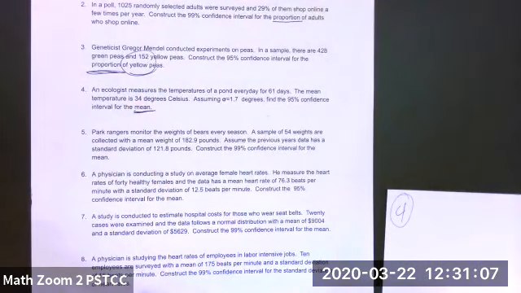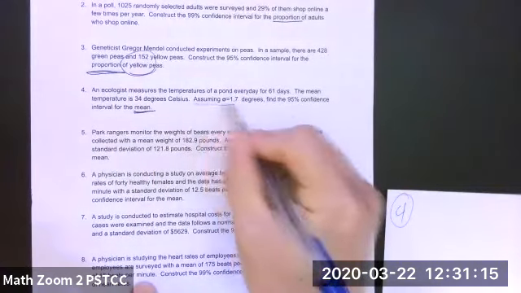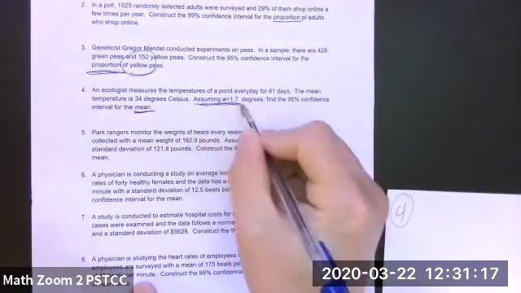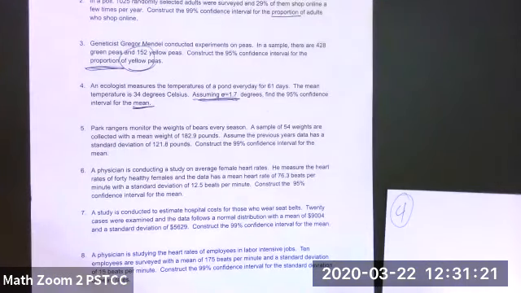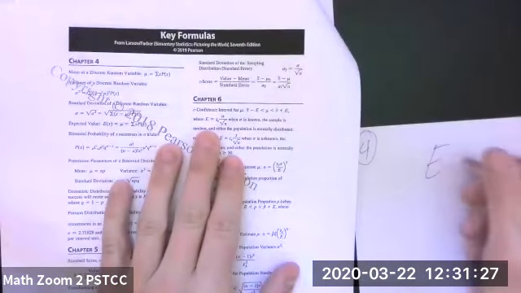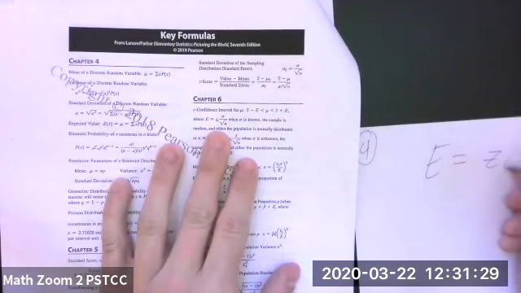Now, we have to be careful with confidence interval for the mean. We have two formulas. In this case, we have been given a population standard deviation, which means we're going to use the Z distribution. So if we go to the formula sheet, margin of error, Z critical times sigma, over the square root of n.